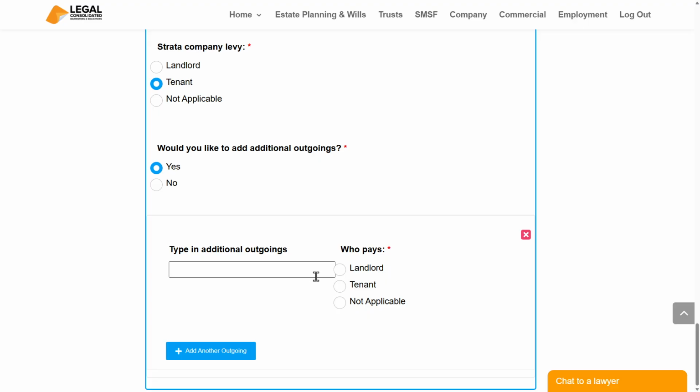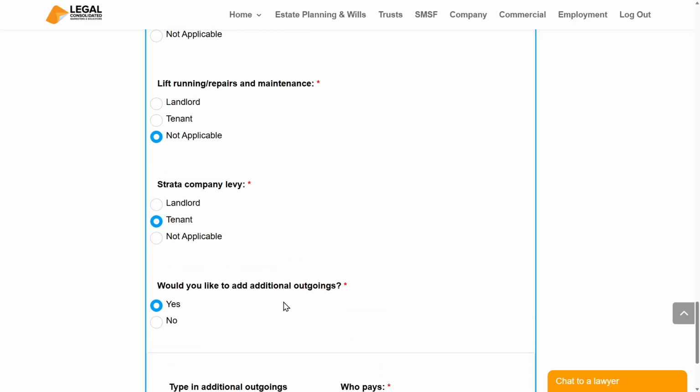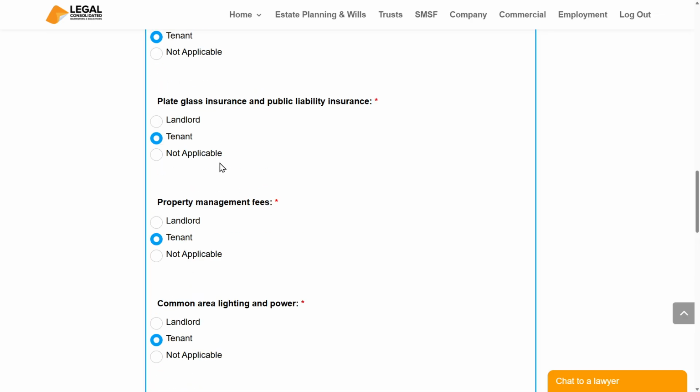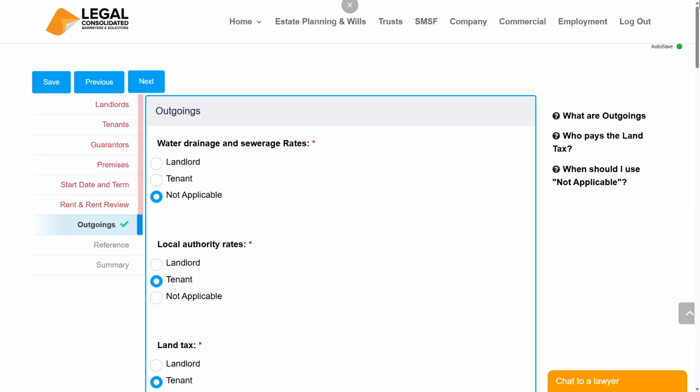I can't actually think of any. Policy guidelines. No idea what that is, but why not? And I'll have the tenant pay for that. So they're outgoings payable by the tenant. Well, this now finishes the training course for the commercial lease.